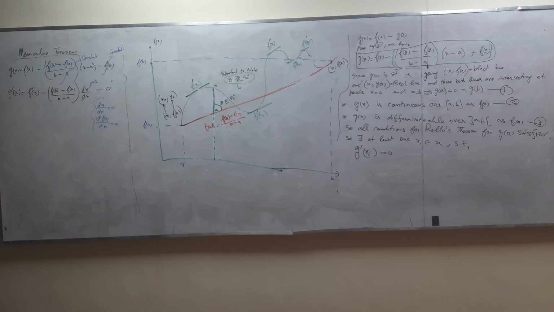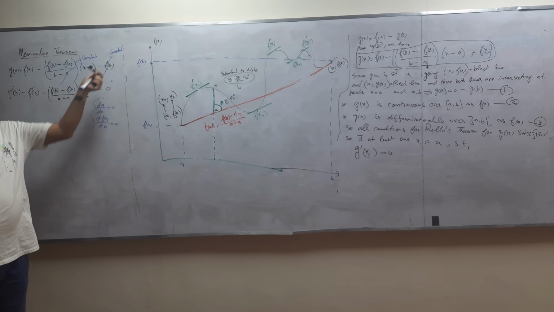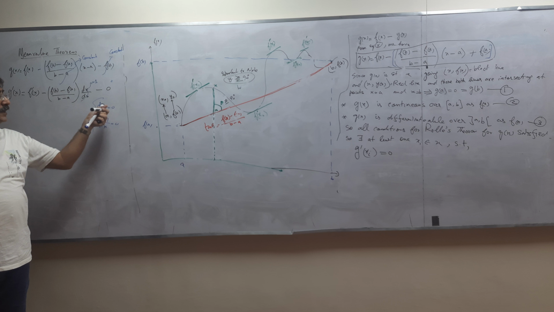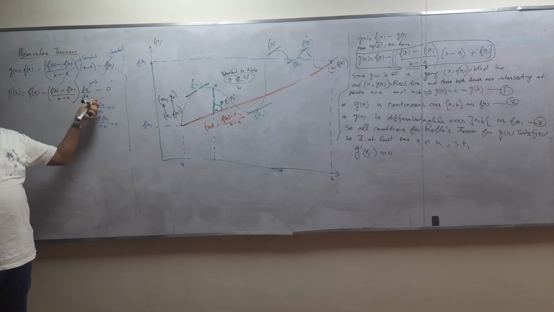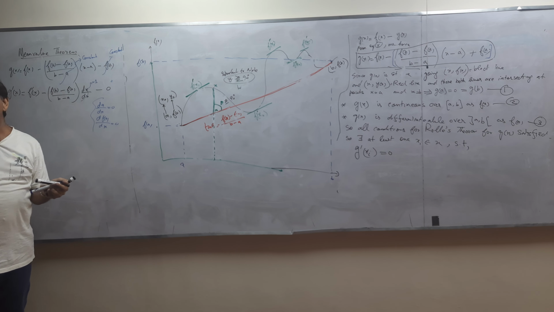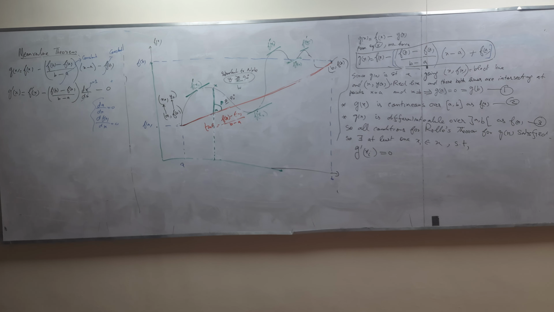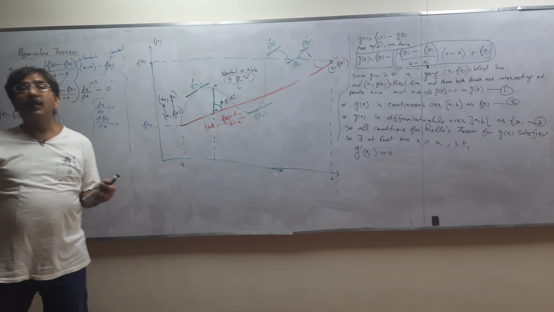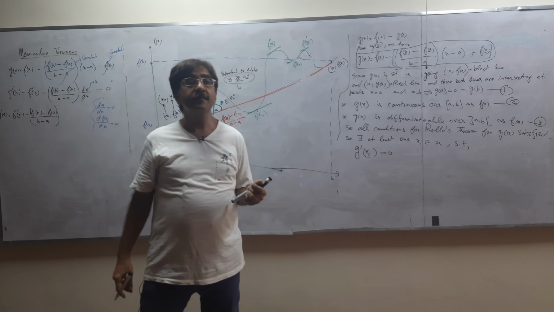Okay. Maybe some student may be confused about why I am taking this 0, why this is equal to 1. So that's why, the derivative of a, that is 0. And derivative of this is equal to 0. So g dash x will be f dash x minus (f(b) minus f(a))/(b minus a) multiplied by 1. Okay?